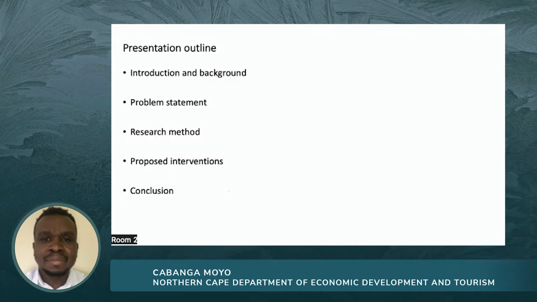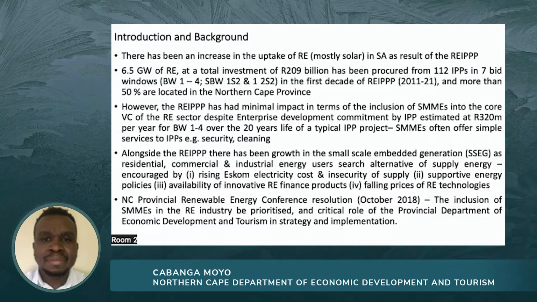The next slide, please. This is the outline of the presentation. Yeah, there has been an increase in the uptake of renewable energy, mostly solar, in South Africa, through the REIPPPP. More than 6.5 gigawatts of renewable energy at a total investment of 209 billion has been procured from 112 IPPs in 7 bid rounds in the first decade of the REIPPPP, and more than 50% of those projects are located in the Northern Cape. I think about 59 of them, and most of those are based on solar.